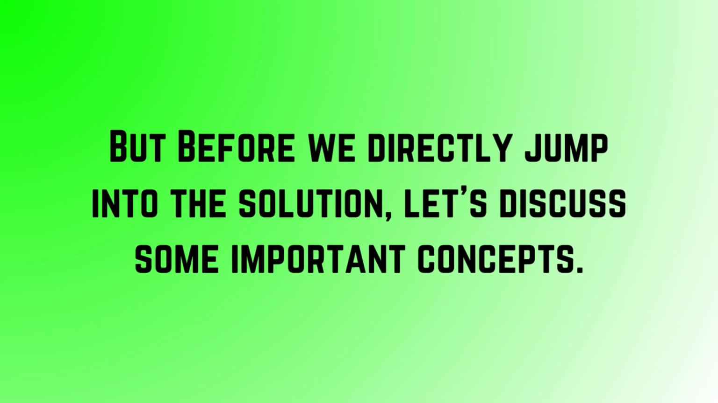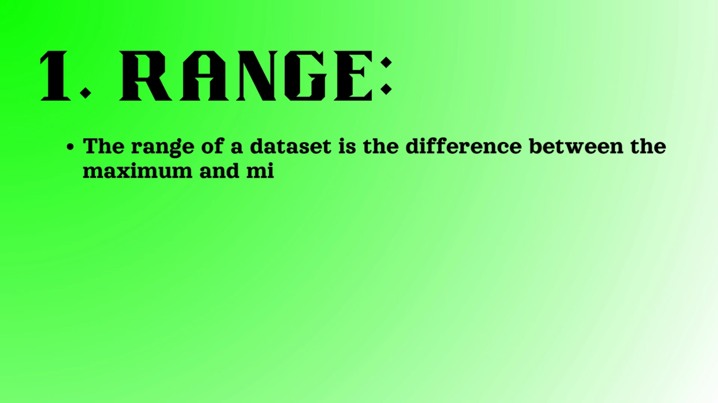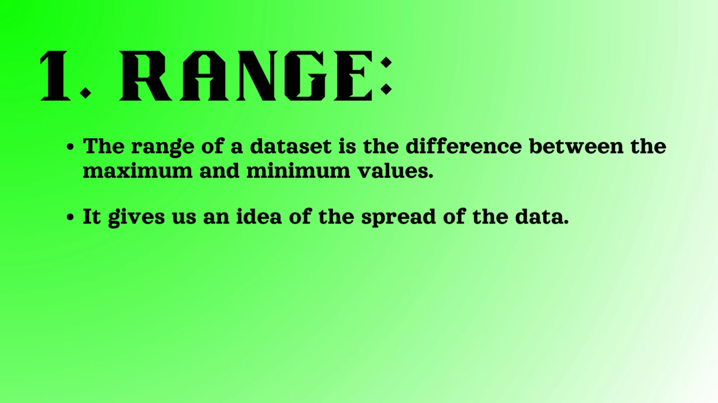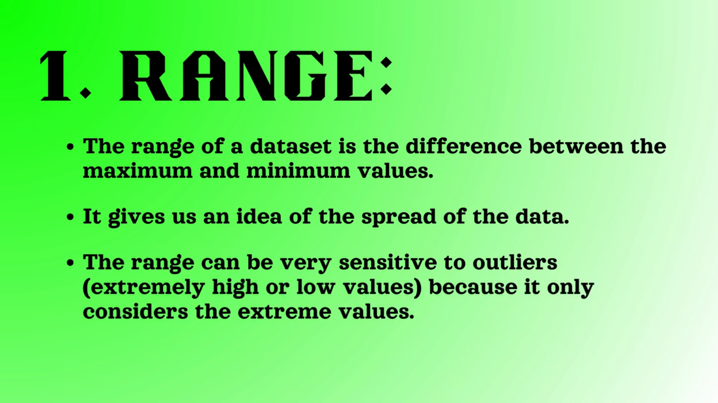But before we directly jump into the solution, let's discuss some important concepts. So first, what is the range? The range of a dataset is the difference between the maximum and minimum values. It gives us an idea of the spread of the data. The range can be very sensitive to outliers because it only considers the extreme values.